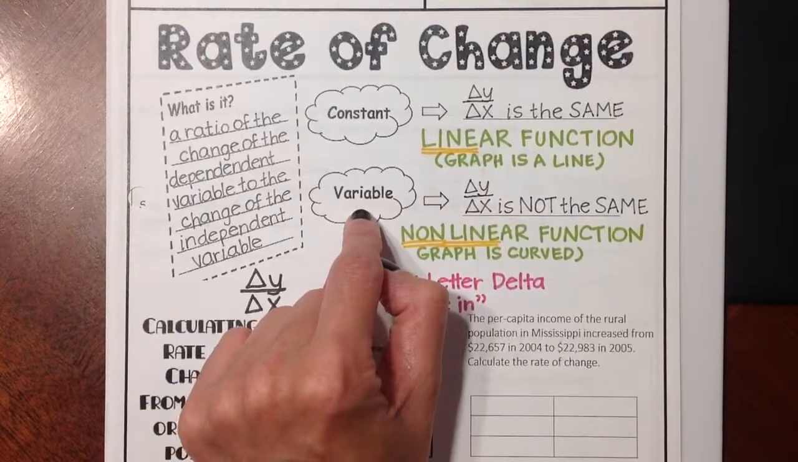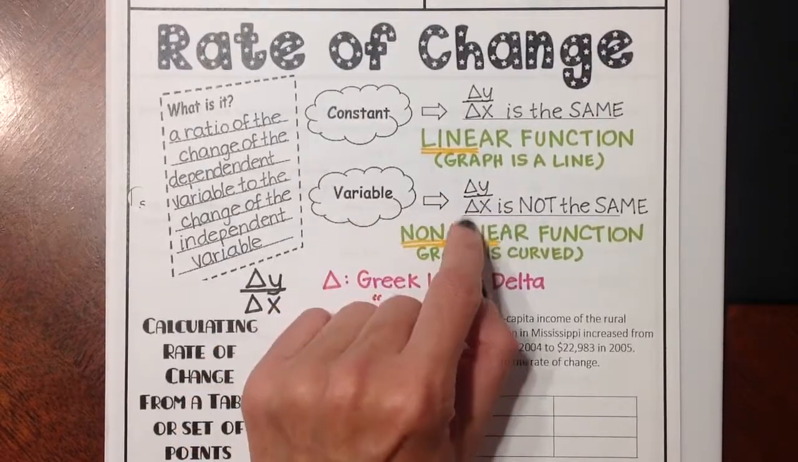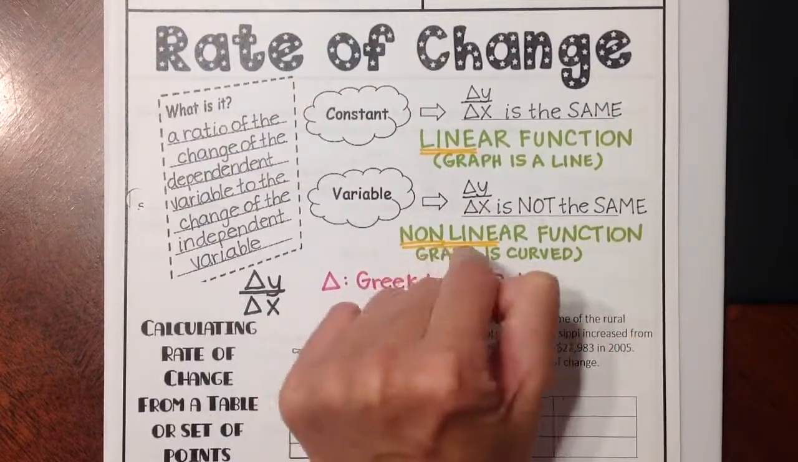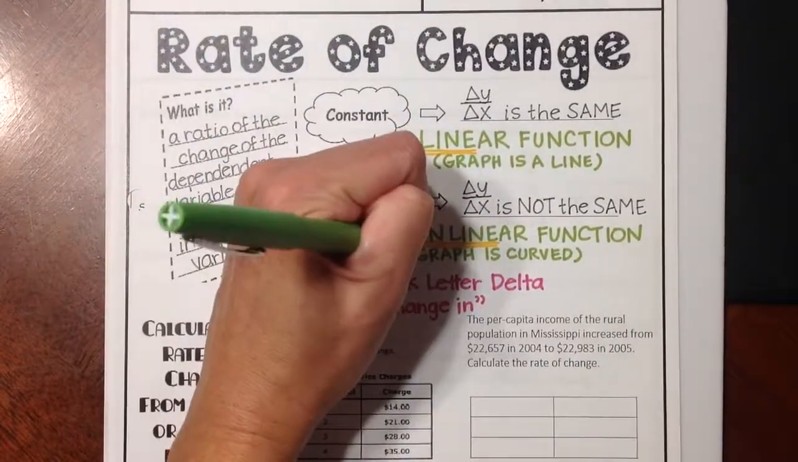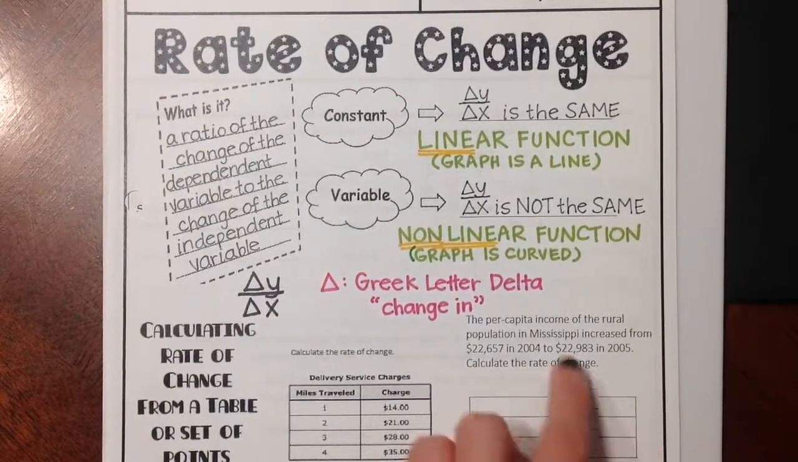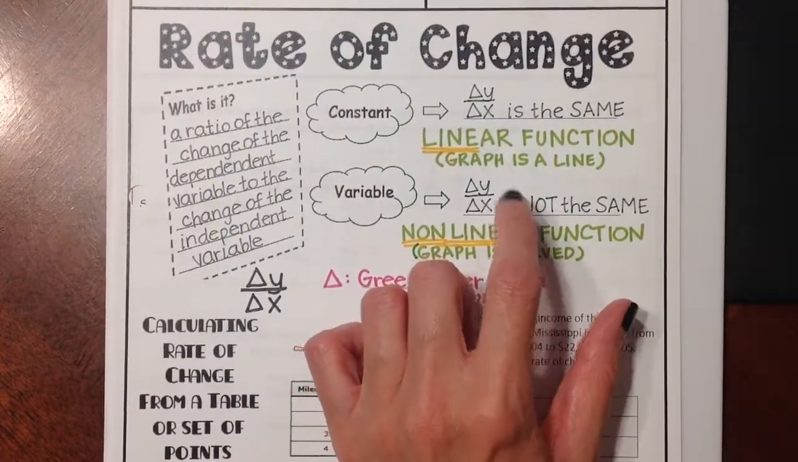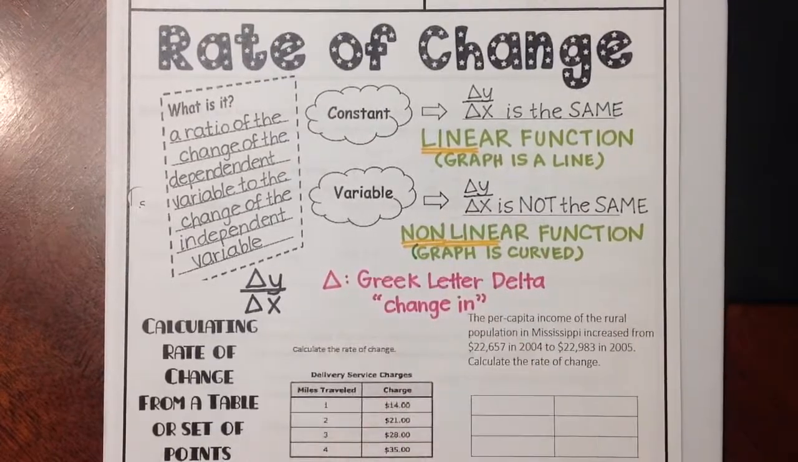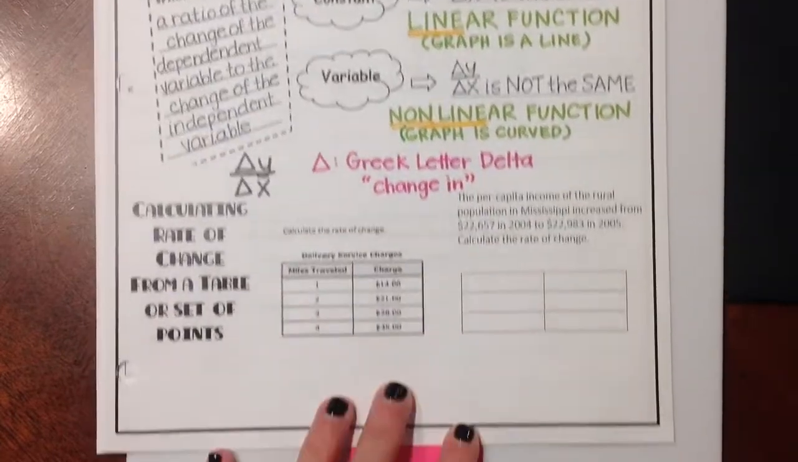Now, rate of change can also be variable, and that means your rate of change is not the same. That means you're going to end up with a nonlinear function, which means your graph is curved. And we're not going to be calculating the rate of change. We're just going to have to recognize that the rate of change is not the same, that it is variable, and that is it. So let's get into some examples.